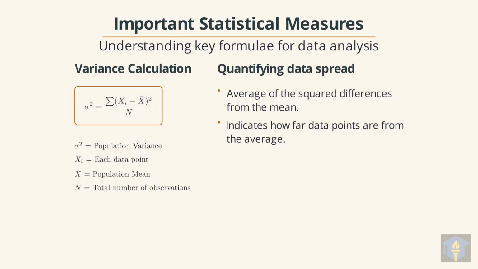Variance is crucial for quantifying the spread or dispersion of your data points. It is calculated as the average of the squared differences from the mean. This value clearly indicates how far individual data points are from the average.